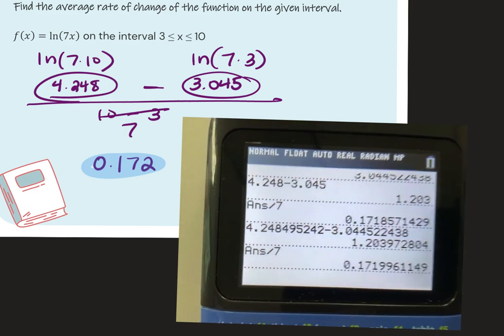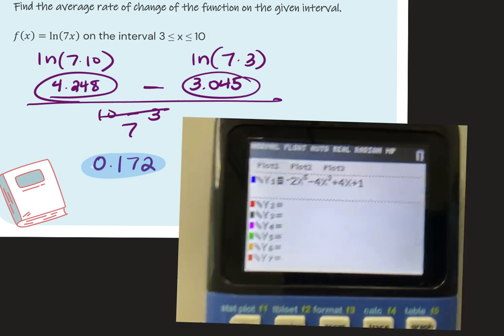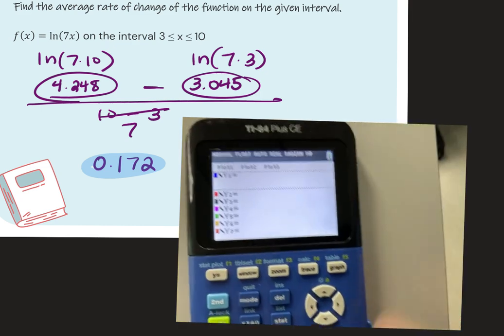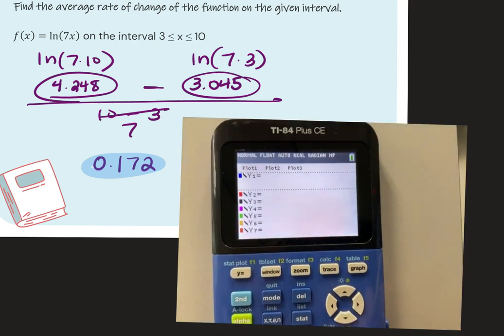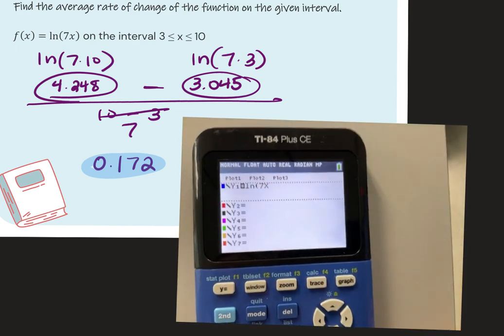The most accurate way to do this is go to your y equals and type in your equation. So I'm going to do ln 7x, 7x, and hit enter.